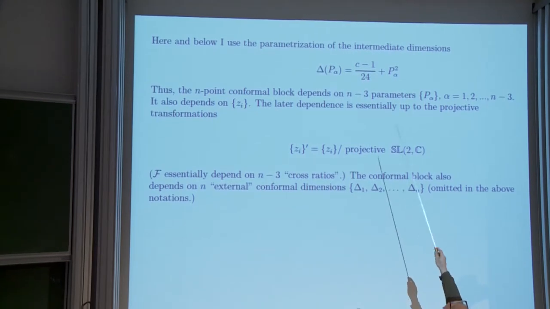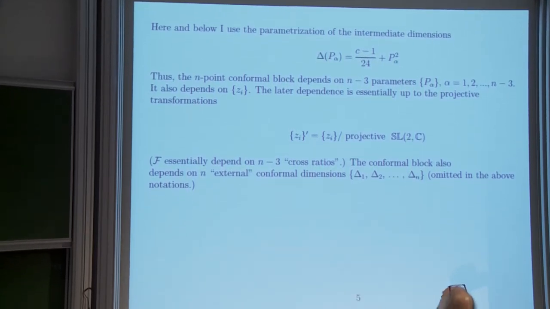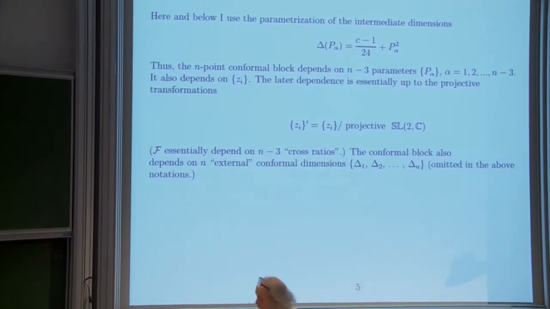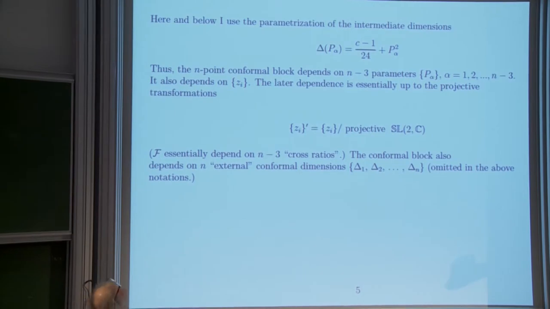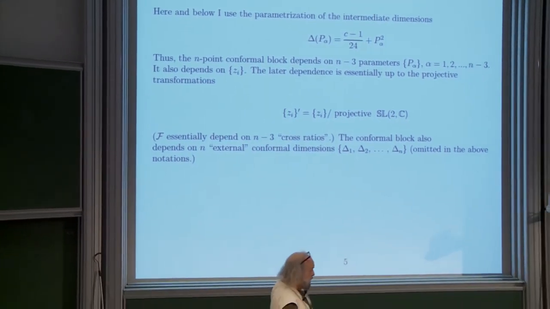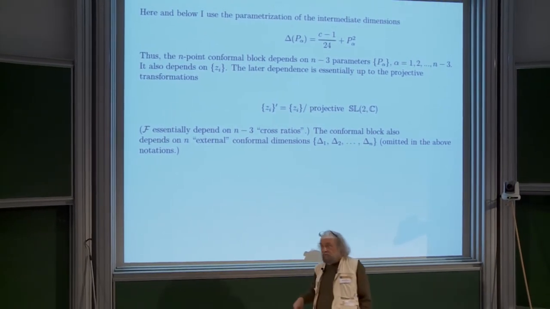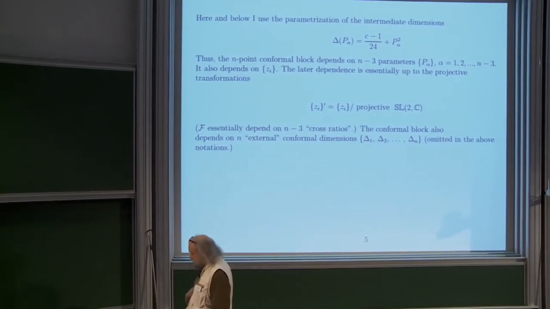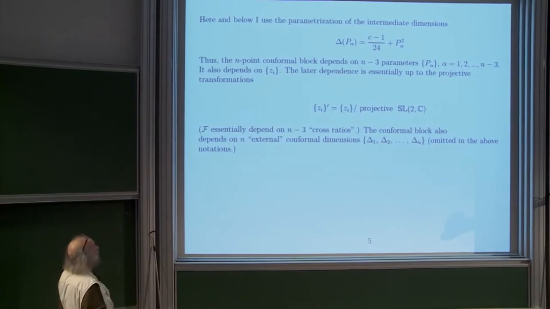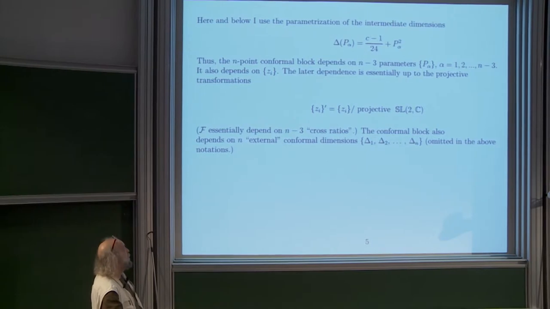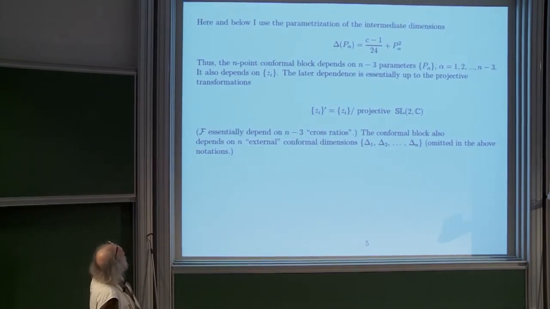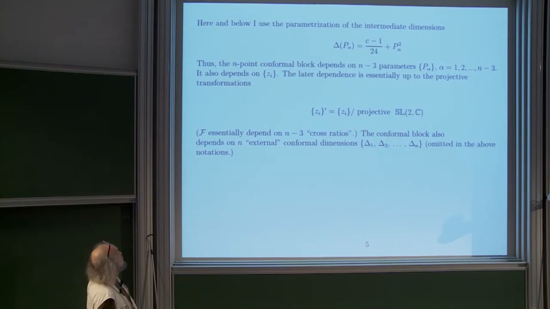Now, delta of P is a specific parametrization of the conformal dimensions in terms of these parameters P alpha. At this moment, this is not very important. This parametrization is motivated originally by the Fock-Fuchs representations of the Virasoro algebra, and was very convenient in Liouville theory. Although I will not actually refer in any systematic way to Liouville theory, I will mention it.